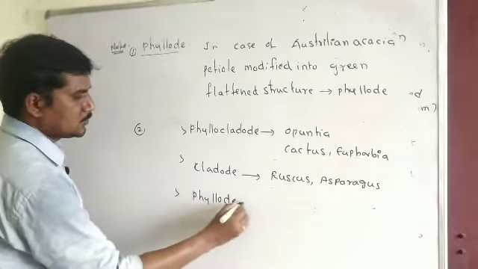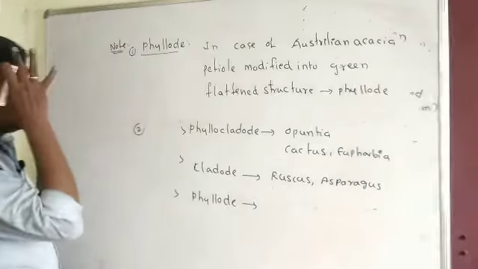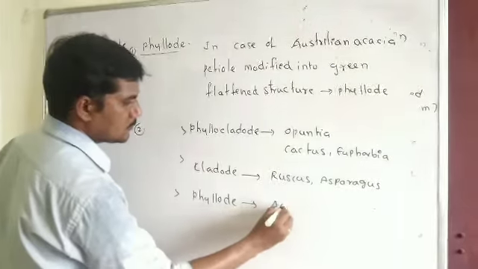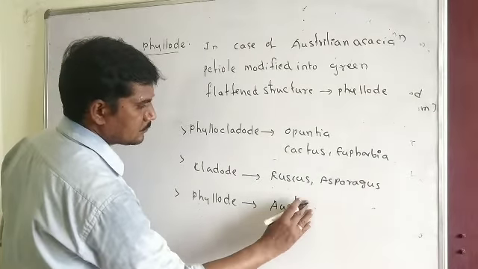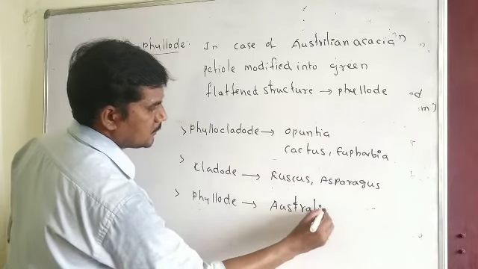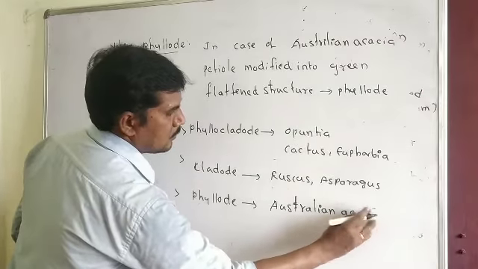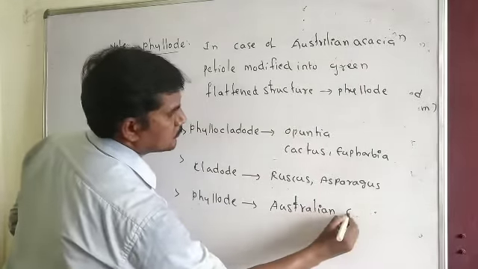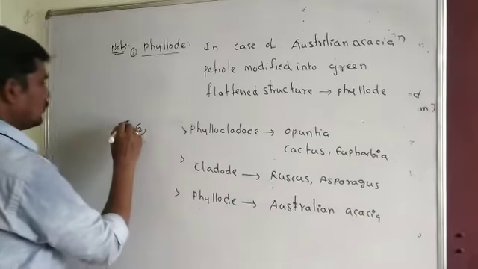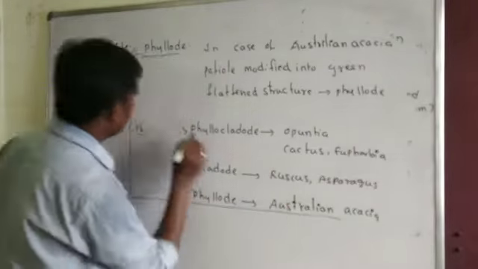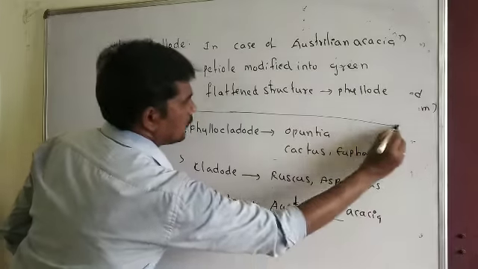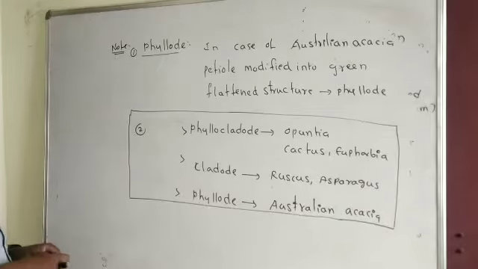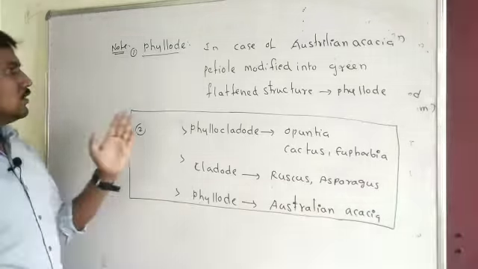Next, one more example, phyllode. Remember, a phyllode is nothing but a modified form of the petiole into a flattened green structure to carry out photosynthesis. Example: Australian acacia. So these are very very important from the exam point of view. They will ask you, don't get any confusion here: phyllocladodes, cladodes and phyllodes.